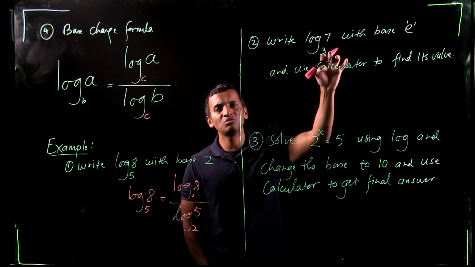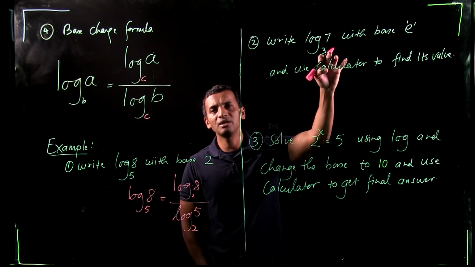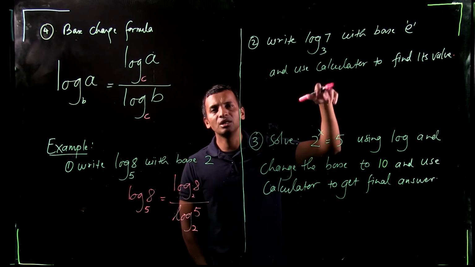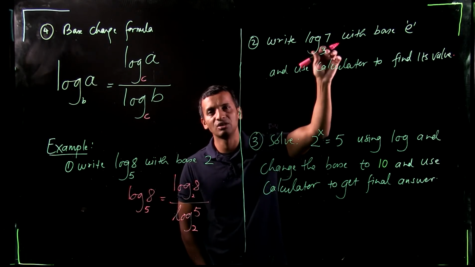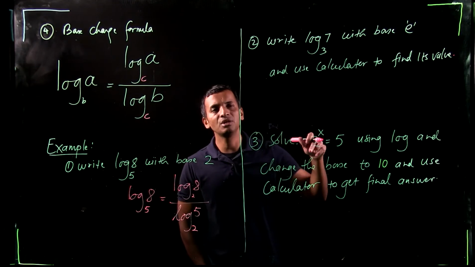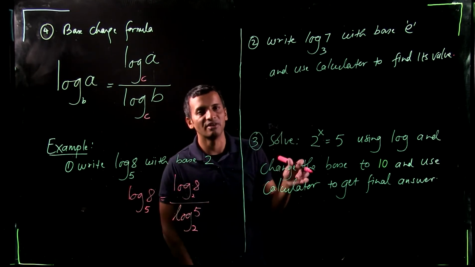In this example, it has base 3, so your TI-83 cannot calculate that. But if you have a TI-84, you can use math and then scroll down until you hit log base, and if you press that, you can enter the 7 and 3 there. But for the TI-83, you will have to change the base and then get the value.